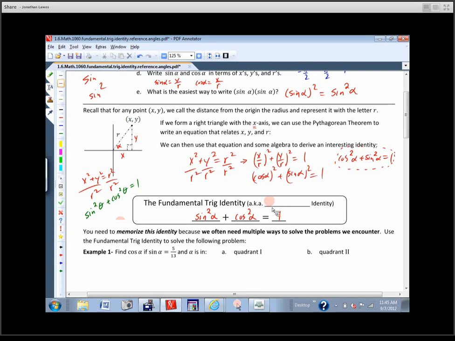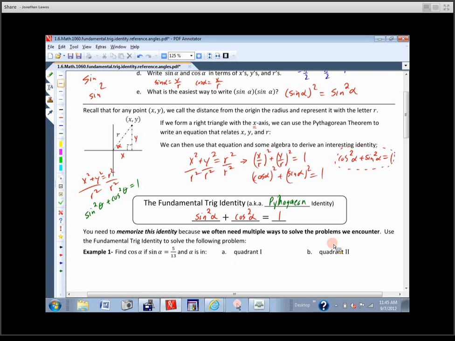Okay. Because we use the Pythagorean theorem to develop it, a lot of times we'll call it the Pythagorean identity. Okay? In fact, that's the way I learned it. You'll hear me refer to it most often as the Pythagorean identity. So you ought to know both. Fundamental trig identity, that's what it is. Another name for it, Pythagorean identity. So you can use those interchangeably.